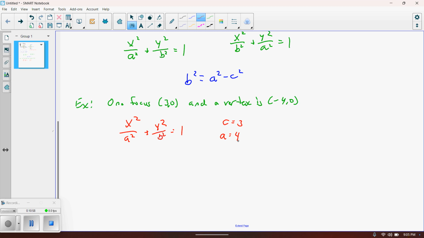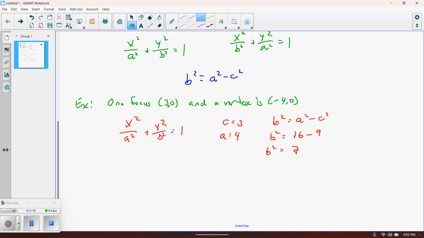Well, we just need b. So let's go to our equation here that says b squared is a squared minus c squared. So b squared is going to be a squared, which is 16, minus c squared, which is 9. So b squared is 7.